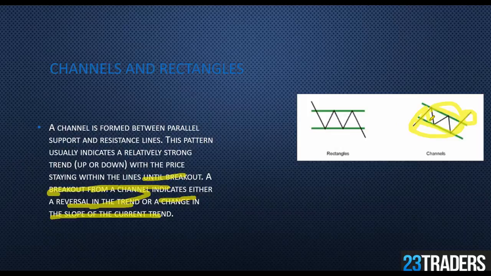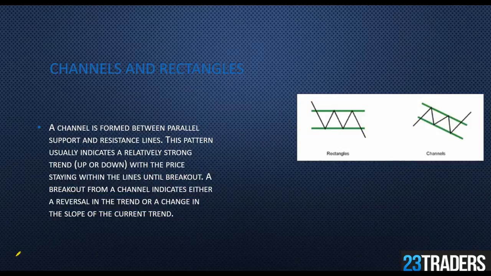Now, these tops and bottoms are the peaks and valleys of price movement, and the support and resistance lines are gathered by finding price points in common. And when you have this breakout, it's most likely telling you that there's a reversal happening. Channel's the same, rectangle's the same, except it is on two horizontal lines.